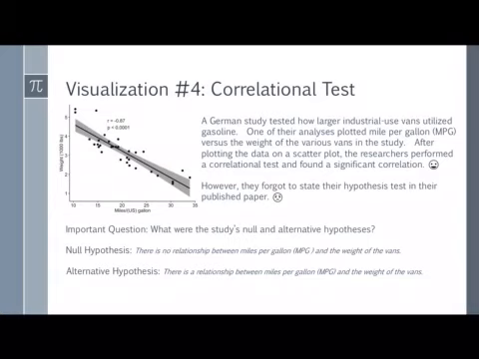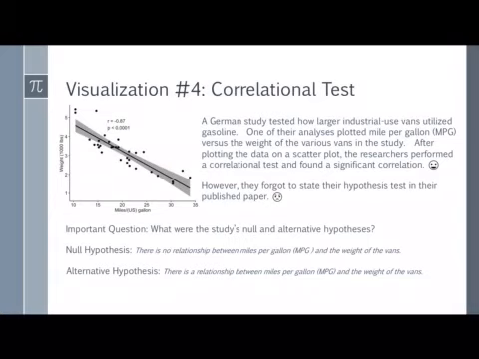Our 4th visualization is the correlation test. In this case, there has already been testing completed. A German study tested how larger industrial use vans utilize gasoline. They plotted the miles per gallon versus the weight of the vans. When they plotted the data on the scatter plot, they performed a correlation test and found the significant correlation. But they forgot to state the hypothesis test in their published paper.